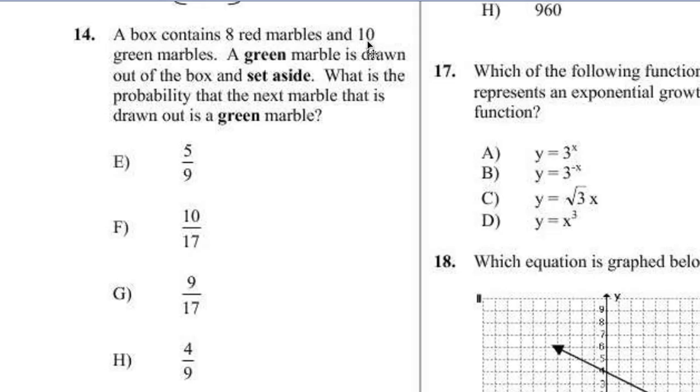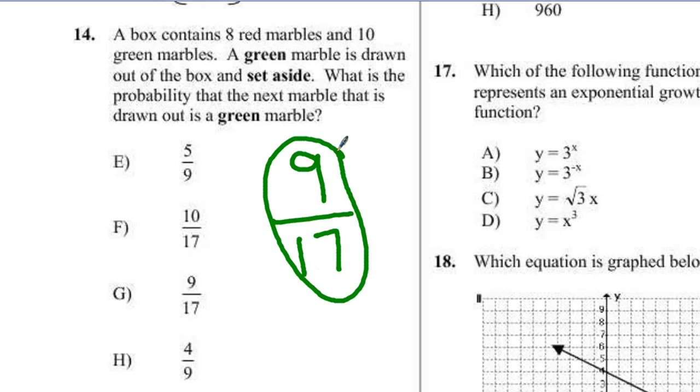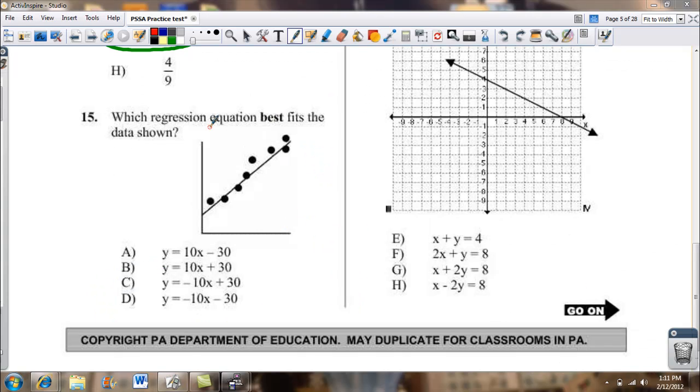So we had a total of 10 green marbles, but we took one out, so now we only have 9 green marbles. So that's the chances of being successful, 9 out of the total. Well, we originally had 18, we took one away, now there's only 17 marbles, so 9 out of 17 is the probability of successfully pulling out a green marble. So answer G.